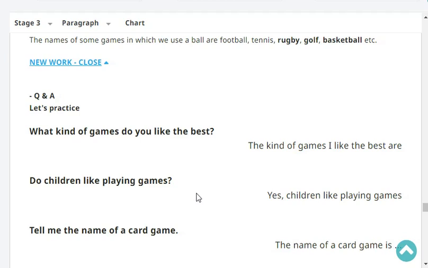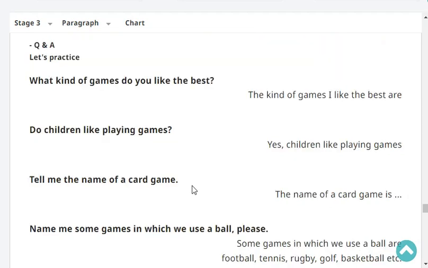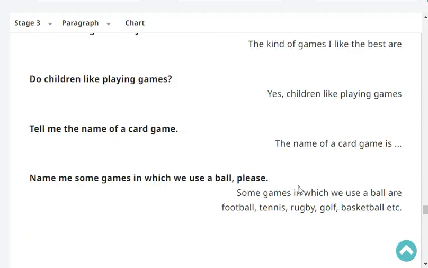Do children like playing games? Yes, children like playing games. Tell me the name of a card game. The name of the card game is poker. Very good.